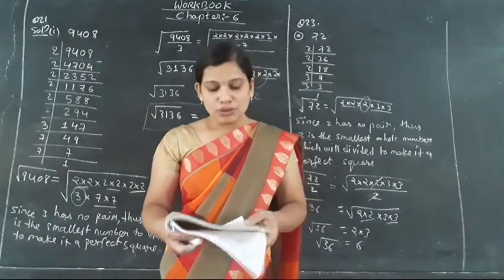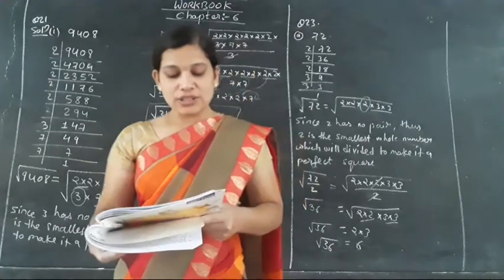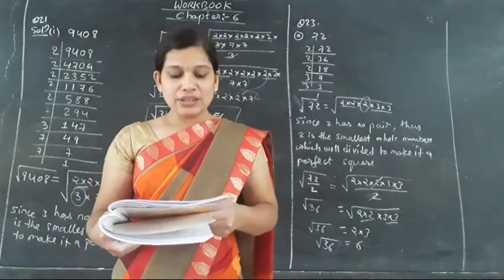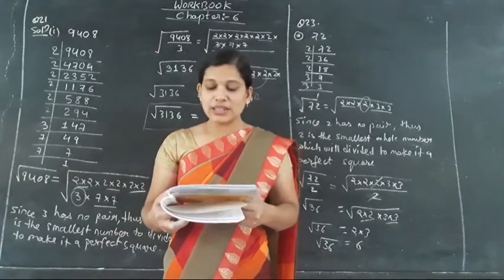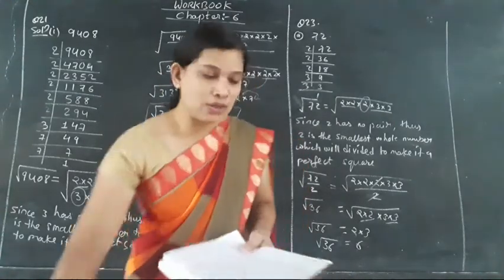Okay. Now come to question number 22. Let's see what is said in question number 22. Here in question number 22 it is said to write the number of digits in the square root of the following numbers. So look how to do it.